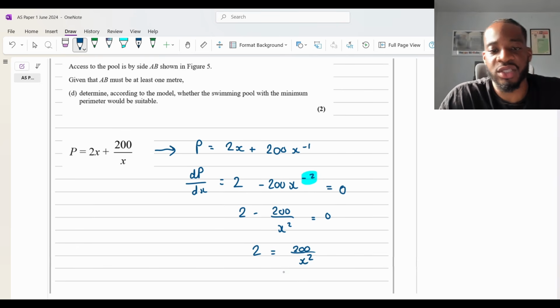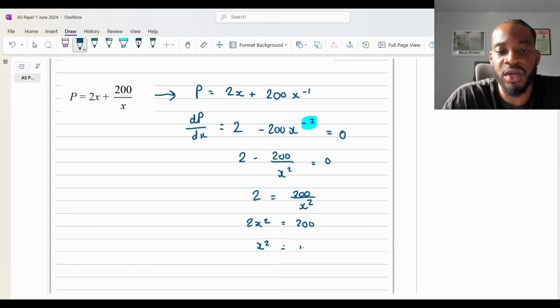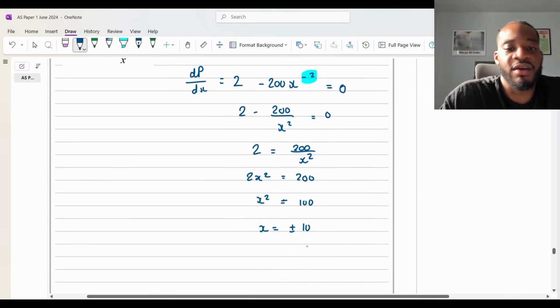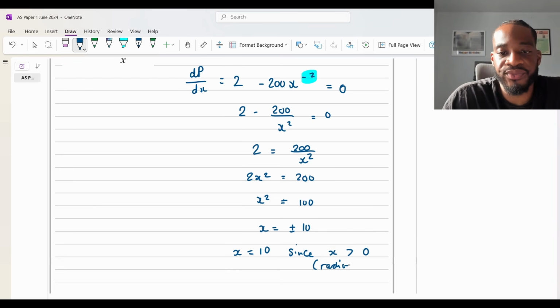And then now we can just multiply up that denominator, can't we? So it's going to be 2x squared is equal to 200. So therefore, x squared is equal to 100. So x is going to be the square root of that, which is going to be plus or minus 10. However, x is the radius, isn't it? Which cannot be negative. So therefore, we can say that x is equal to 10, since x must be greater than 0. And it's because it's the radius, right?